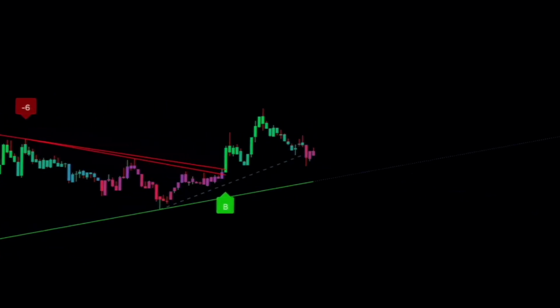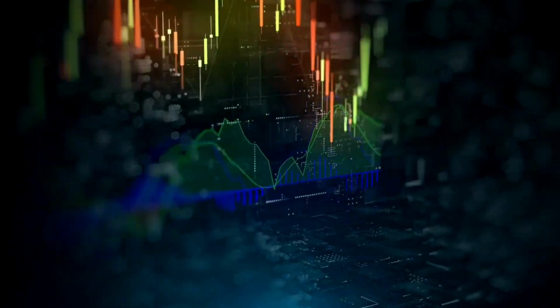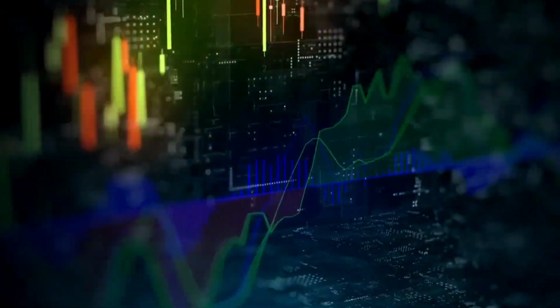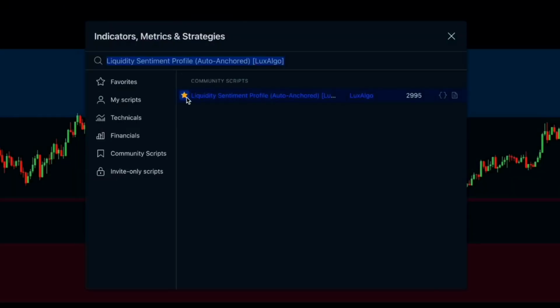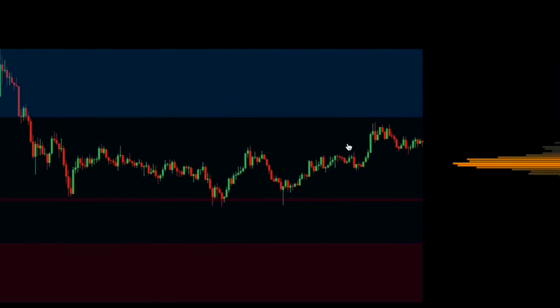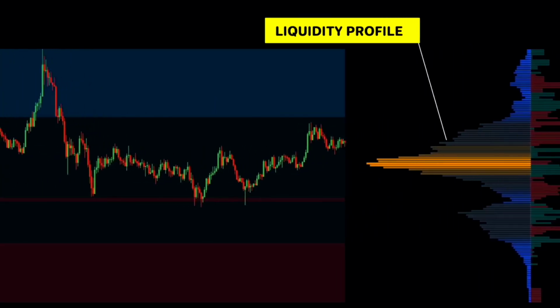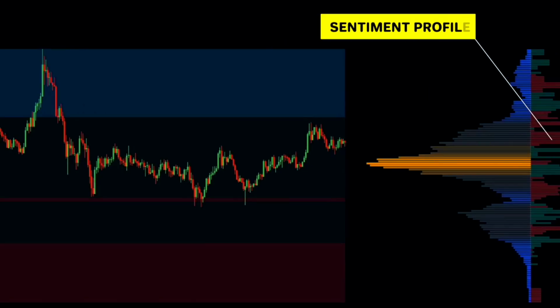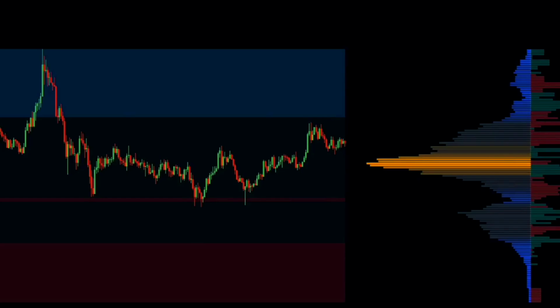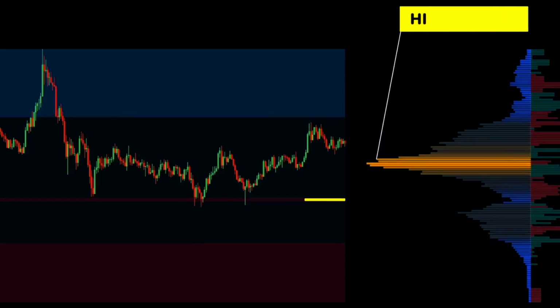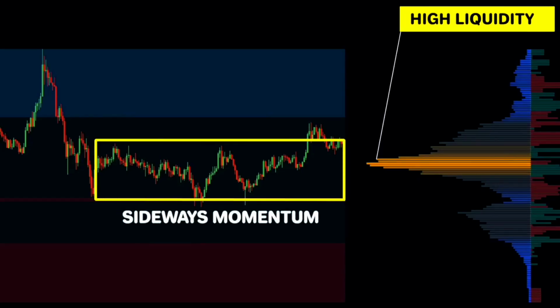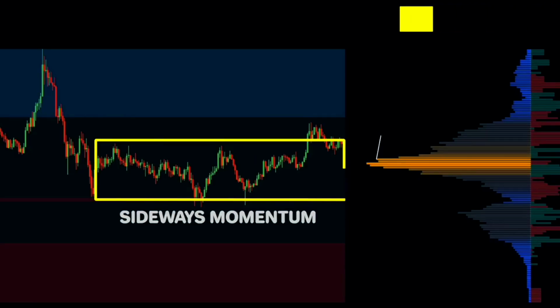Let's count down from 10 to 1, building up to the ultimate indicator that's going to transform the way you trade. Starting off our list is a powerful tool offering deep insights into market sentiment and liquidity zones. The liquidity sentiment profile from Lux Algo brings a sophisticated edge to volume analysis. Unlike traditional volume indicators, which merely show the number of transactions, this one breaks down liquidity at specific price levels, making it easier to see where institutional investors place their orders.